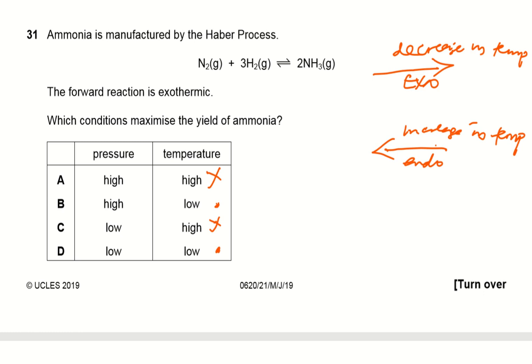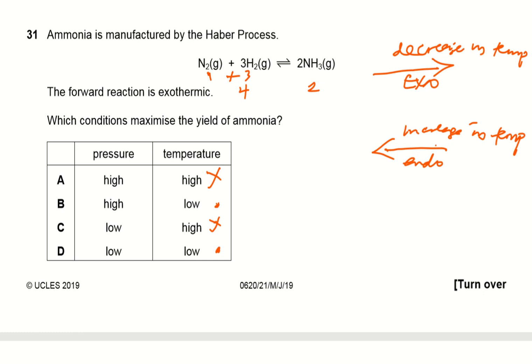So let's consider pressure. To consider how pressure affects the position of equilibrium, the first thing you have to do is count the number of moles of reactant and that of product. For the reactant here, I have 1 plus 3, and that gives me 4 moles of reactant available, while here I have 2 moles of product available. Increase in pressure favors the side with fewer moles. When you increase the pressure, equilibrium will favor the side with fewer moles. When you decrease the pressure, equilibrium will favor the side with more moles.